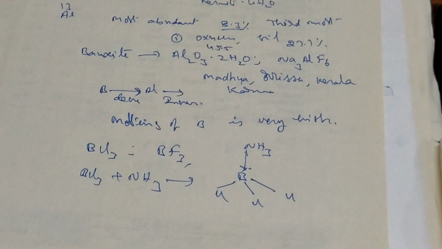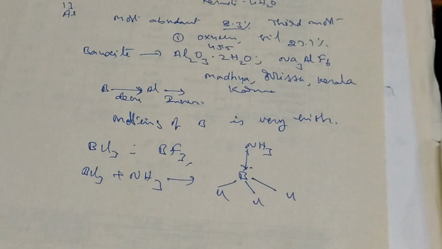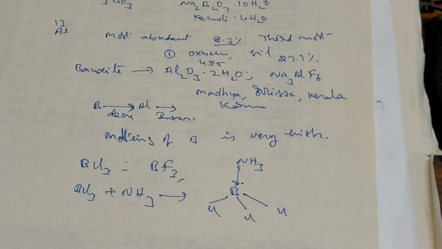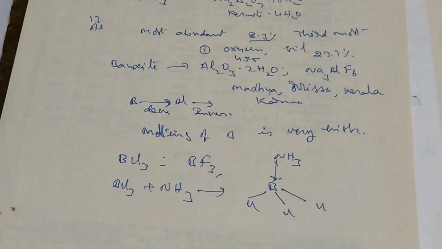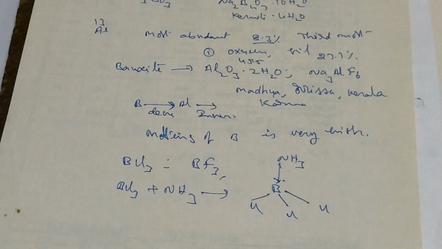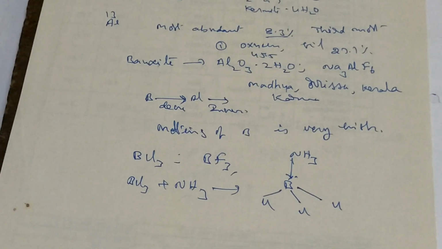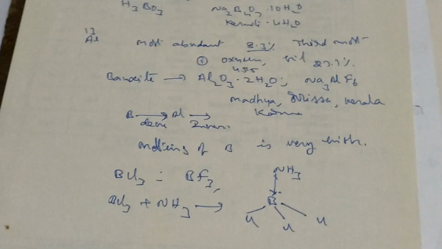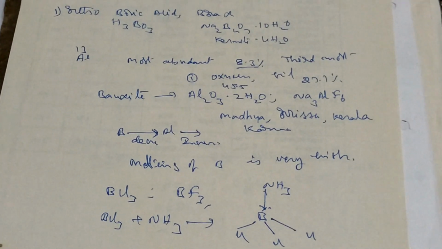Then tomorrow we will see the reaction with air. Normally we always see reaction with oxygen, nitrogen, acids and alkalis. These are normal for any compound. Boron or aluminum with oxygen will form oxides, with nitrogen nitrides, and with acids some resistivity. Tomorrow we'll see. Thank you.